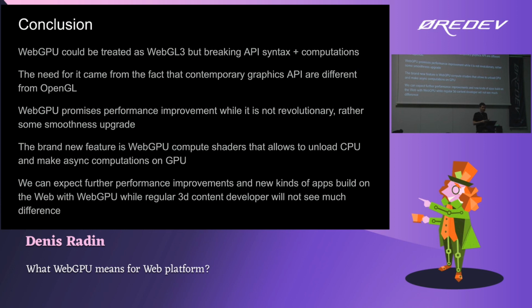New kinds of apps built on the web with WebGPU. While you may never see the difference because it's going to be abstracted behind engines, new kinds of applications could appear on the web.